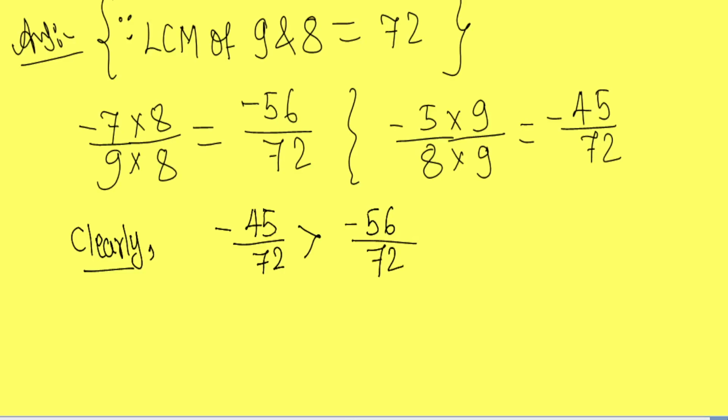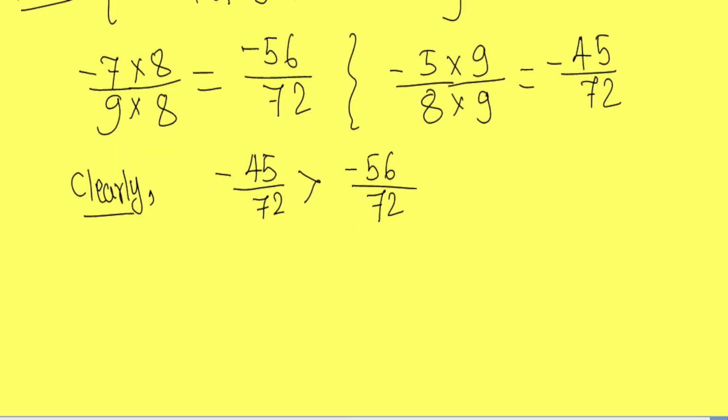Okay, this is very clear, beta. Now we will write it in the original form. So originally, minus 45 upon 72 is 7 upon minus 9. 7 upon minus 9 is greater than. Originally, minus 56 upon 72 is what?